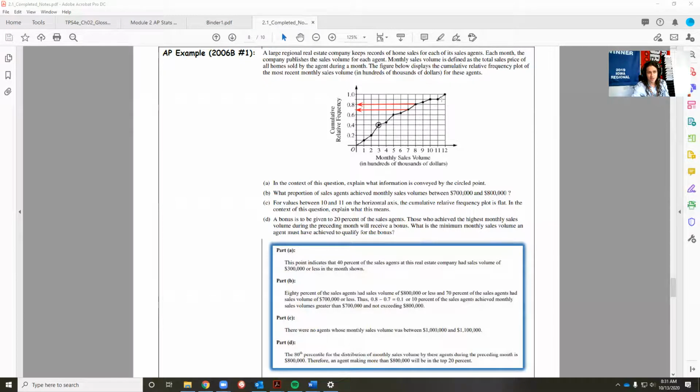What does it mean that it was flat? The percent didn't change as we went from 1 million to 1.1 million. Nobody was in that range. And what is the 80th percentile? We actually already found the 80th percentile right there. It is 800,000. So there we go. Not too hard, actually. But they don't throw too many cumulative relative frequency graphs at you on AP anymore.